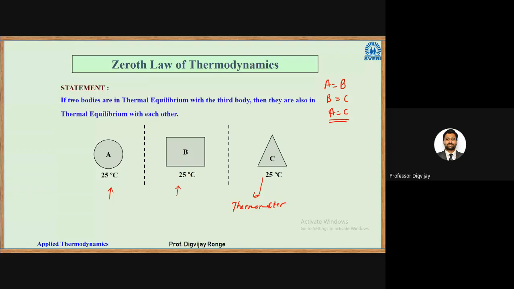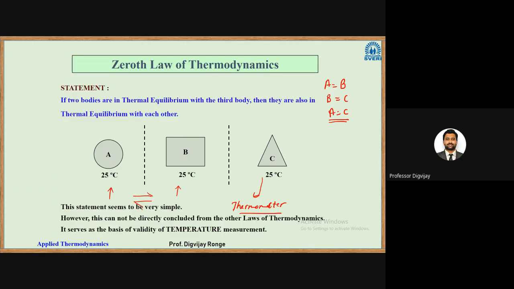Okay. So if the thermometer measures the temperature of A as 25, and it measures the temperature of B as 25, then we can say these are in thermal equilibrium. So this is the significance of the zeroth law. Now this statement seems to be very simple. However, this cannot be directly concluded from the other laws of thermodynamics. It serves as the basic validity of temperature measurement.